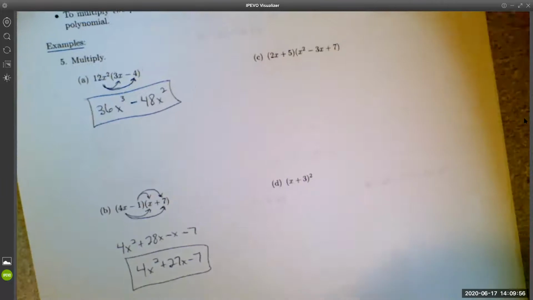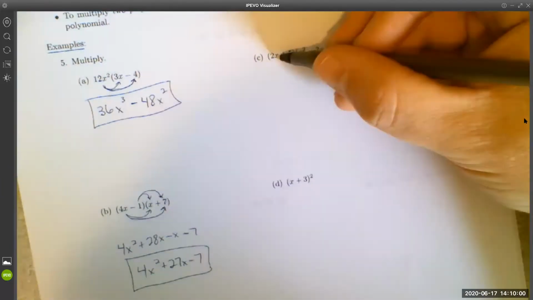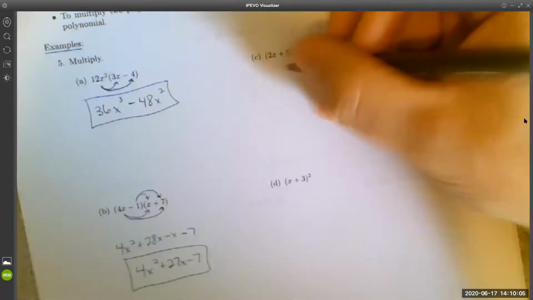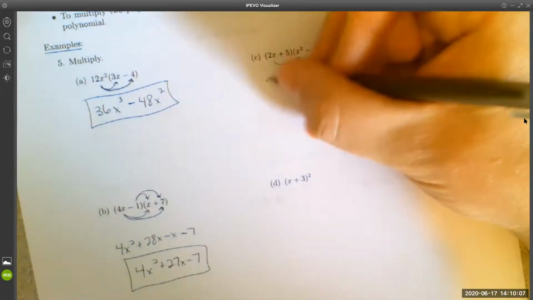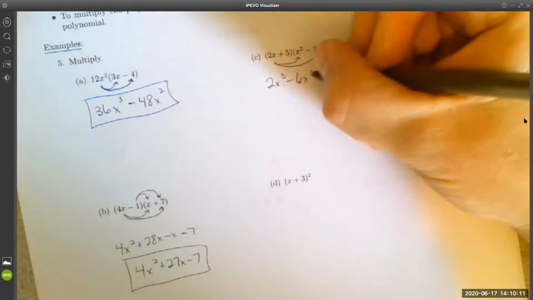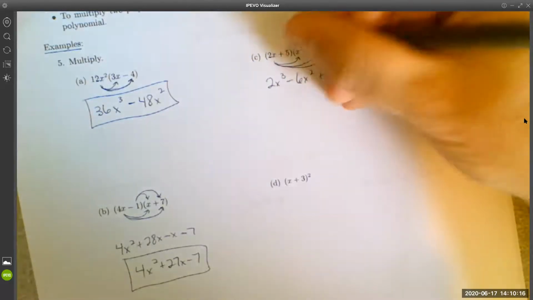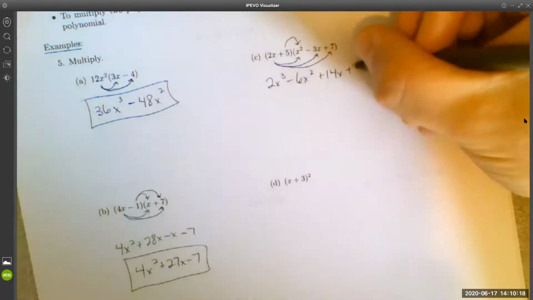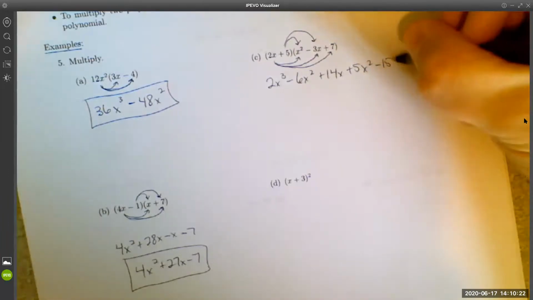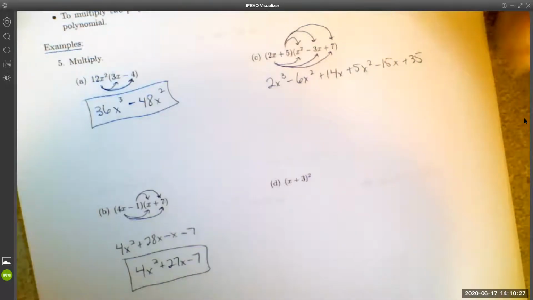Okay, part C. We can't really call part C FOILing, but it's the same idea. We want to multiply each term of this polynomial by each term of this polynomial. So starting with 2x, we're going to get 2x cubed minus 6x squared plus 14x plus 5x squared minus 15x plus 35. And then we combine like terms, right?